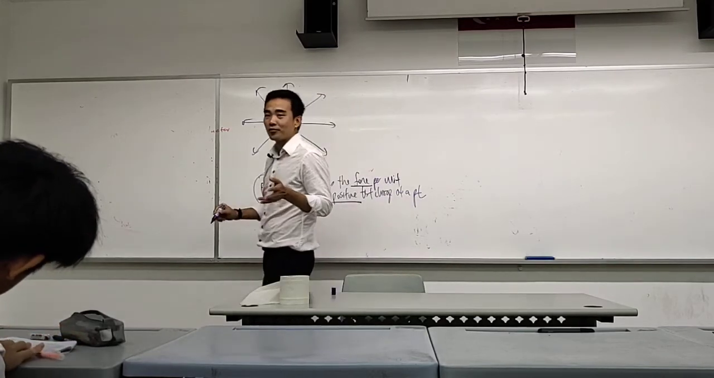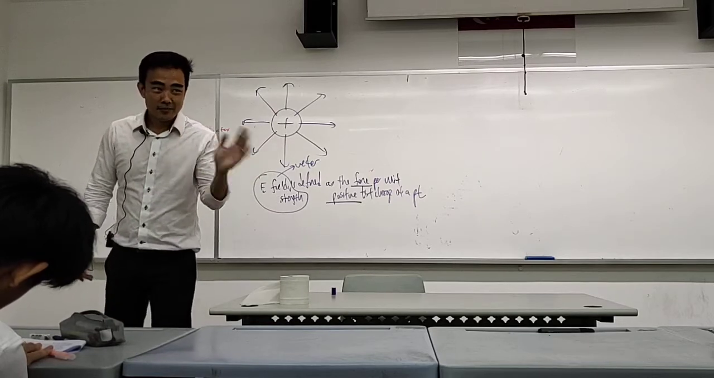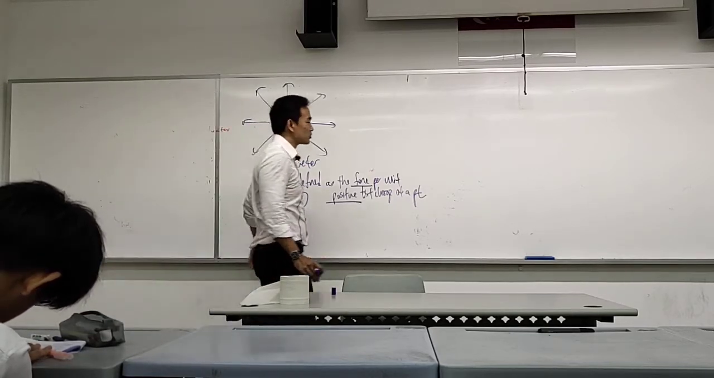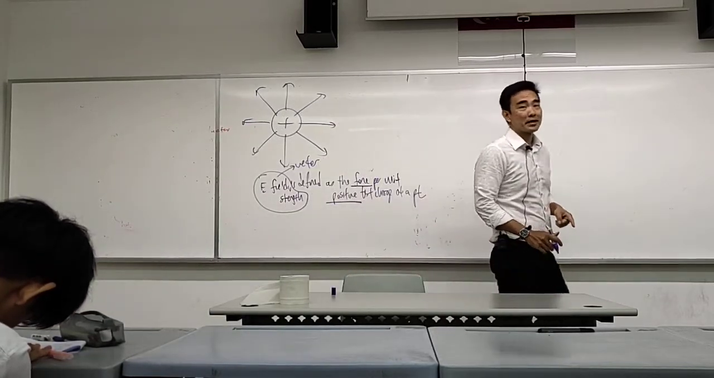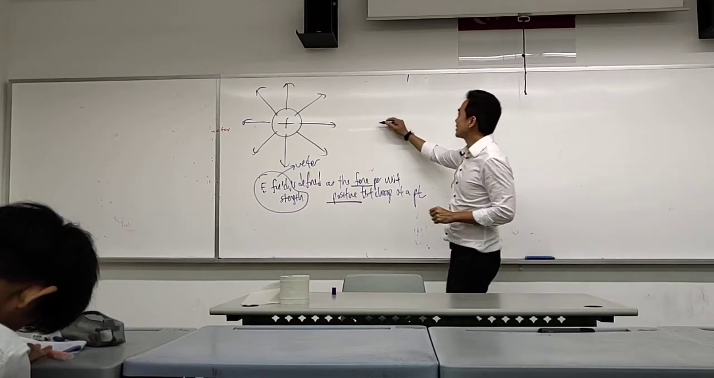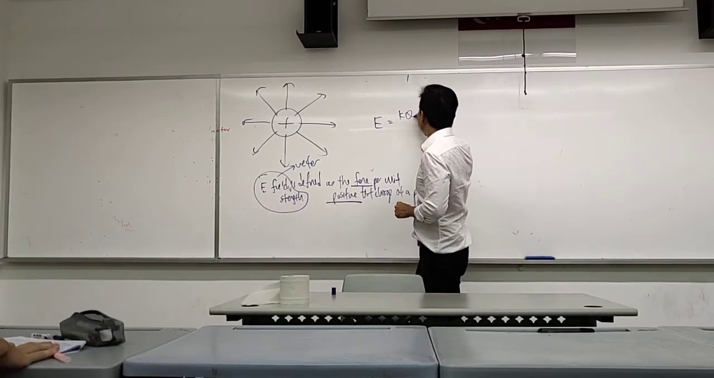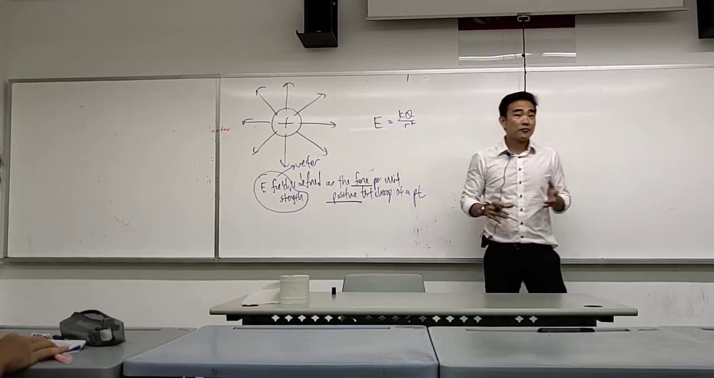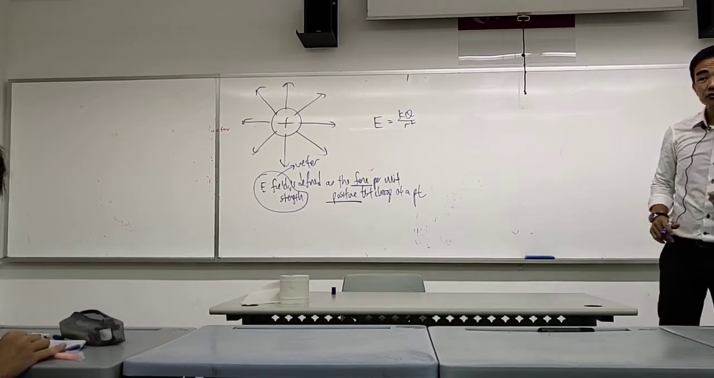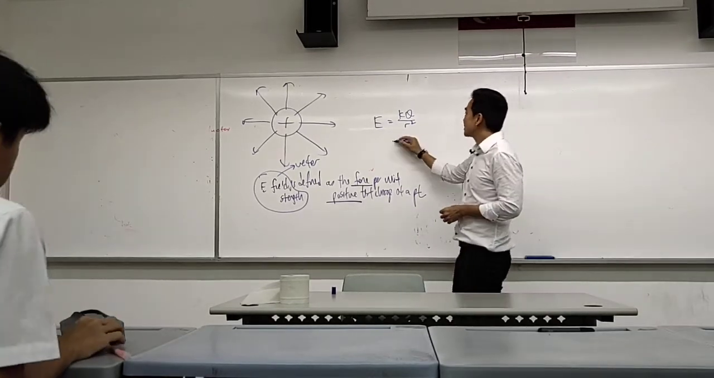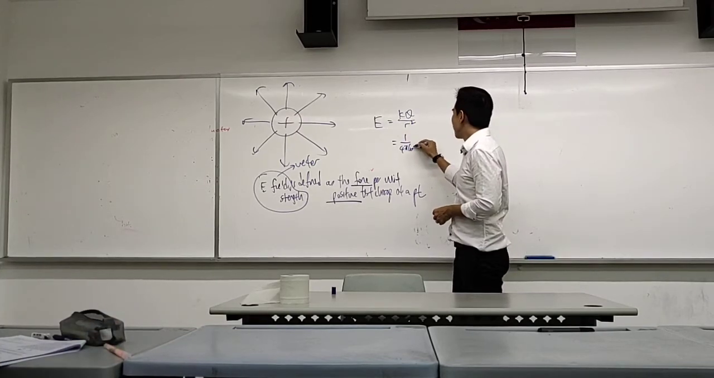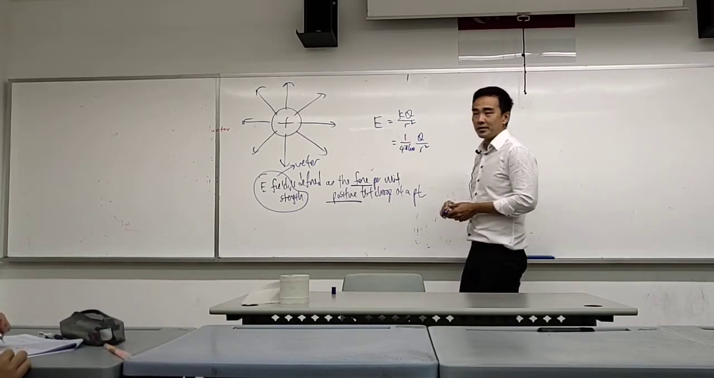Now a vector quantity has both direction and magnitude. So we have talked about the direction. Now we're going to talk about magnitude. The equation for electric field strength is E equals KQ upon R squared. If you have friends in A levels, if you get notes from them, they will show you that this K over here is 1 upon 4 pi epsilon naught, Q upon R squared.